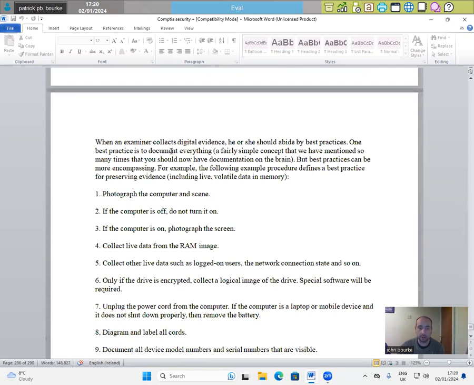When an examiner collects digital evidence, he or she should abide by best practices. One best practice is to document everything, a fairly simple concept that we have mentioned so many times that you should now have documentation on the brain. But best practices can be more encompassing. For example, the following example procedure defines a best practice for preserving evidence, including live volatile data in memory.